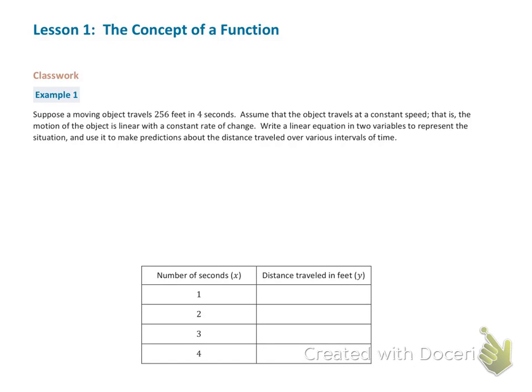Okay. So you have this example 1 in your class notes. So we're going to look at that now together. Okay, so suppose a moving object travels 256 feet in 4 seconds. Assume that the object travels at a constant speed. That is, the motion of the object is linear and it has a constant rate of change. We are asked to write a linear equation in 2 variables to represent the situation and use it to make predictions about the distance traveled over various intervals of time.